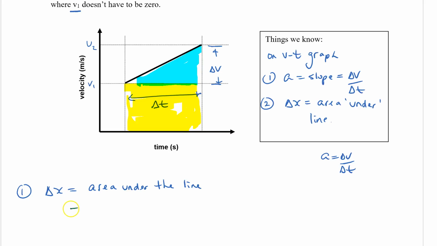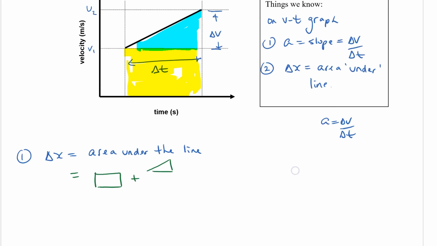So it's going to be equal to, maybe I'll write it like this, the rectangle area plus this triangle area. And that rectangle area, well, this side of it is delta t, and this side here would be the same thing as V1. So I'll say it's V1 times delta t, plus this triangle area over here. What could that triangle area be?